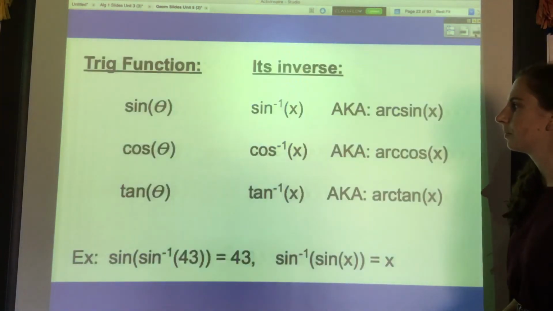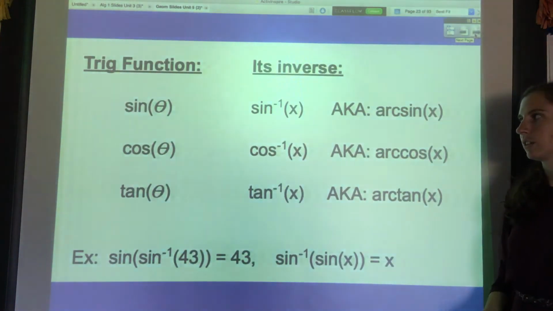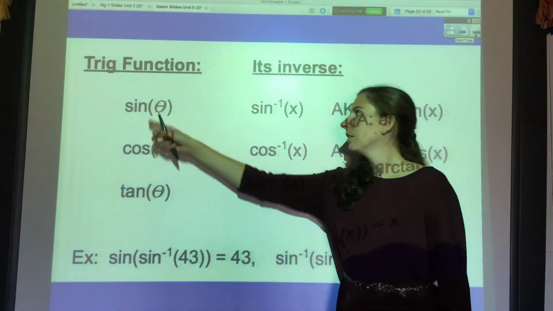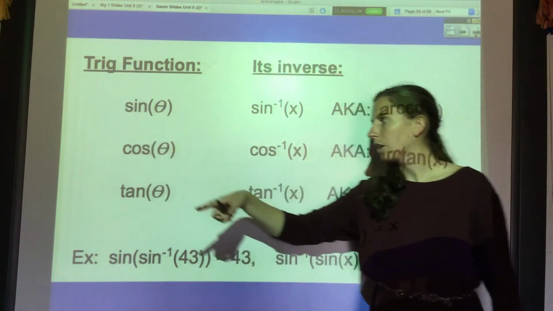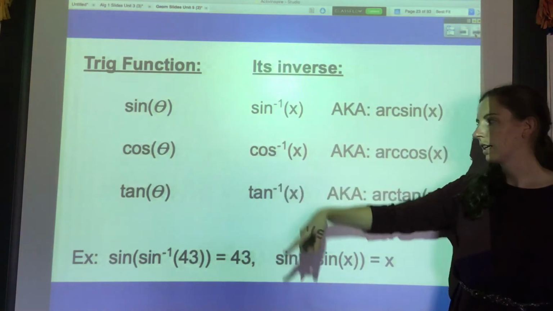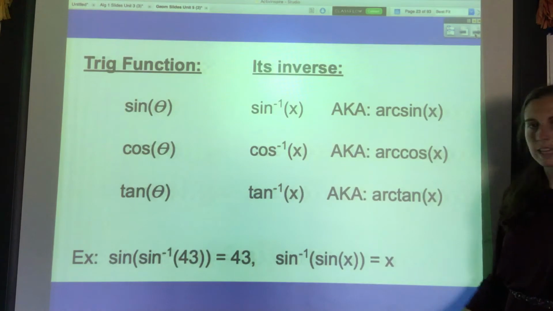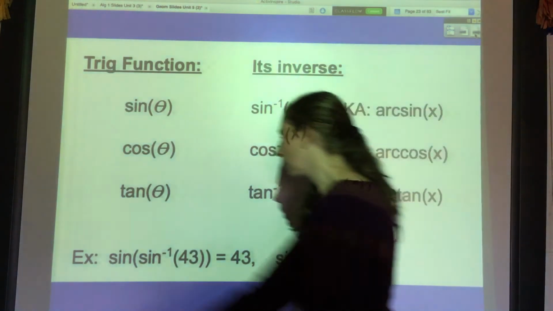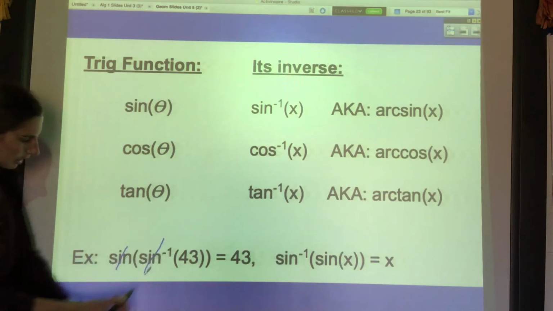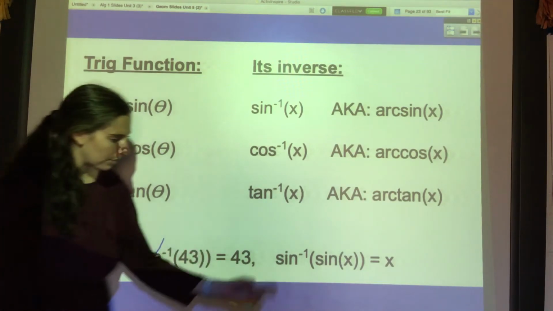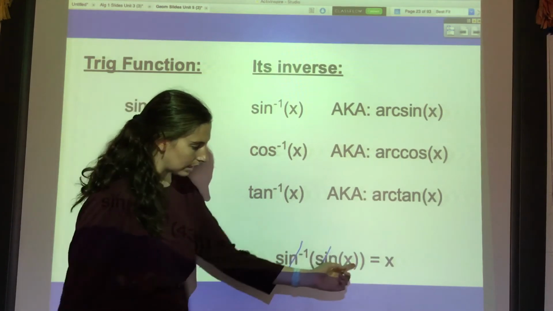Let's try another one. But before we do, here are all the trig functions and their inverses. So to undo sine, you use inverse sine, or arcsine. To undo cosine, you do the inverse cosine. To undo tangent, you do the inverse tangent. And they literally just undo each other. So like if you have sine and inverse sine, they just cancel out and leave 43. Or if you have inverse sine and then sine, again, they just cancel out and leave x.